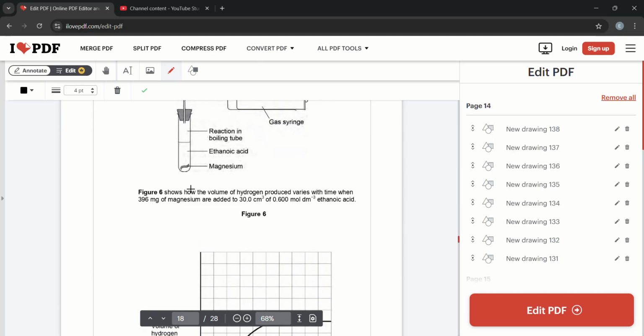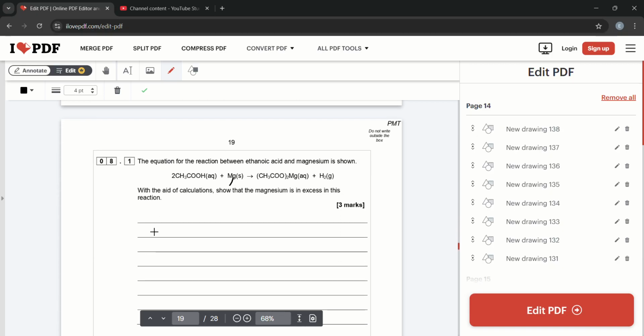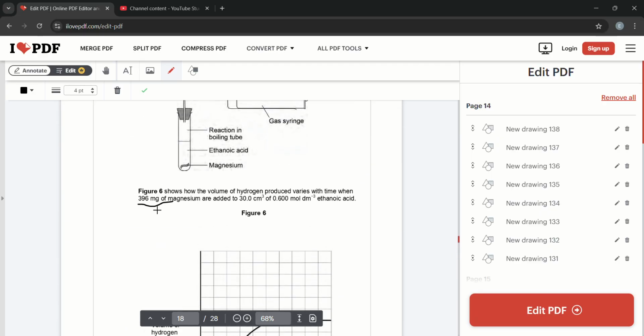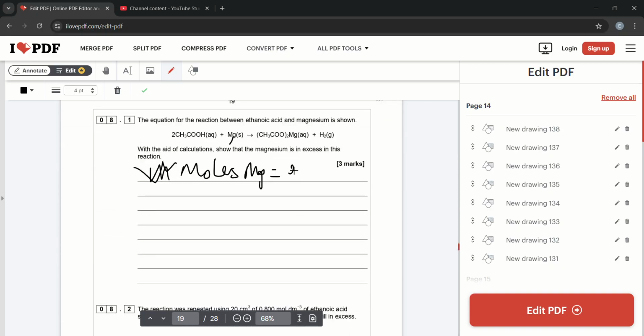So we know the mass of magnesium in milligrams, so we can find the moles of magnesium very easily. We can also find the moles of ethanoic acid very easily. Let's do magnesium first since that's slightly easier. Moles of magnesium is mass over Mr, and the mass is 296 milligrams. We want it in grams, 0.296 grams, over the Mr of magnesium, 24.3. We'll work that out in a bit.